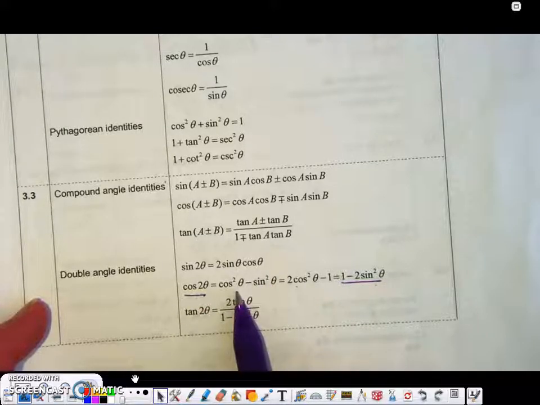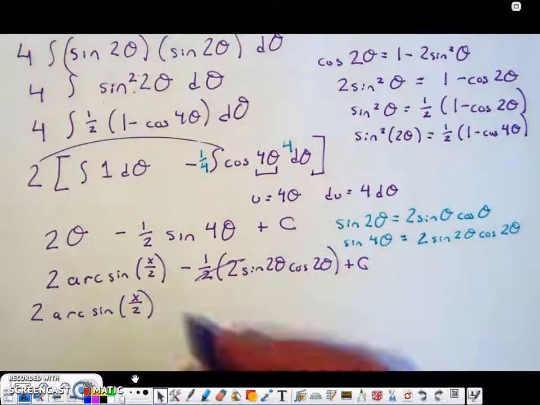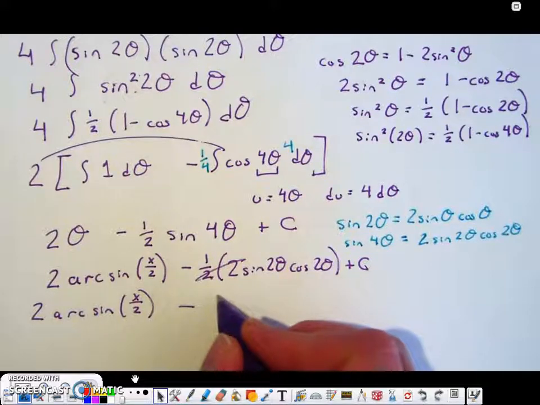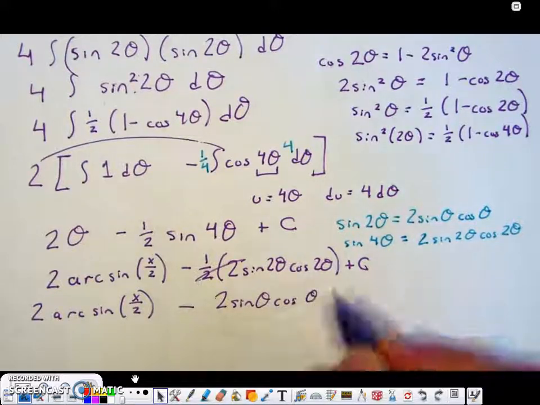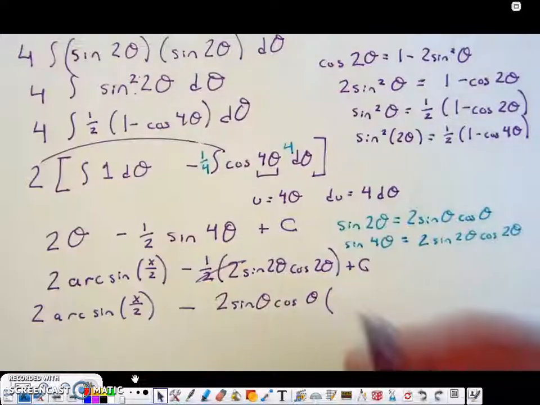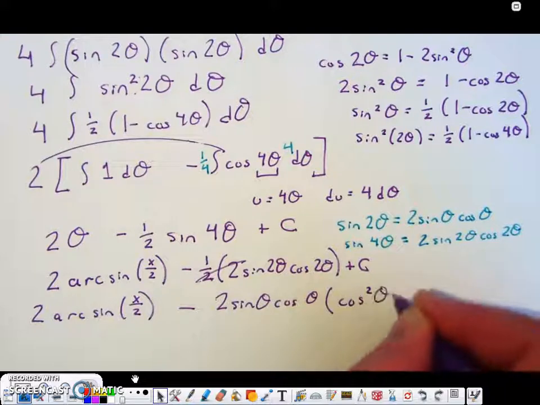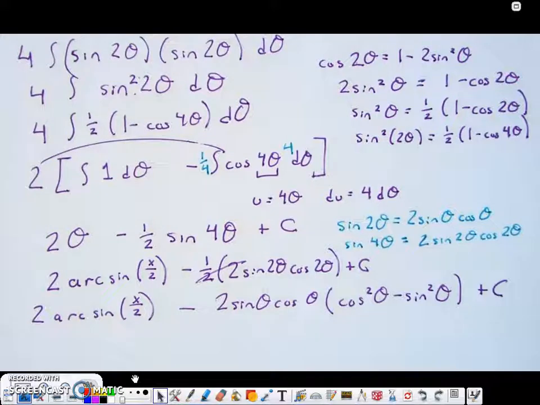Cosine 2 theta, you could use this one, or this one, or this one, because you know all of those things. So right now instead of sine 2 theta, I don't have a choice on that. That's 2 sine theta cosine theta. Cosine 2 theta, you literally can pick any one of these 3 that you want. And I'm going to pick cosine squared theta minus sine squared theta. And it's going to be tight. As soon as you plug in all of those values, you have this solved.